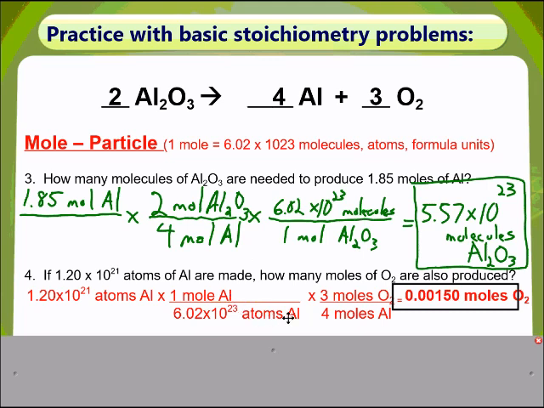Now we convert moles of aluminum to moles of oxygen. So we need our mole to mole ratio. Remember, you'll always need this step every single time. We do the math, 1.2 times 10 to the 21 times 3 divided by 6.02 times 10 to the 23rd and then divided by 4. You will get 0.00150 moles of oxygen.